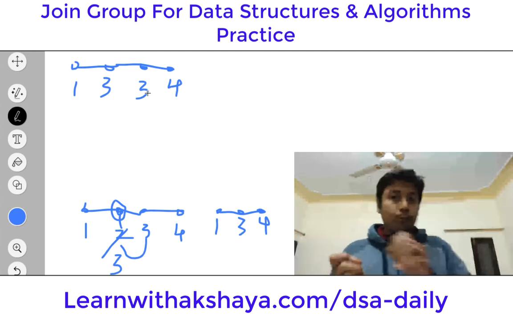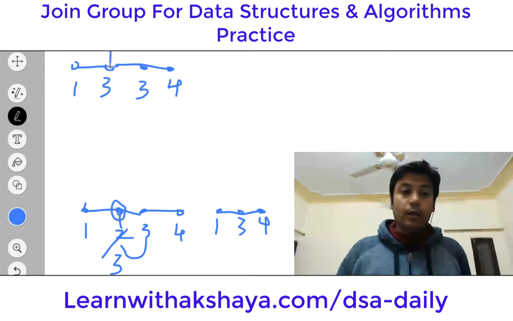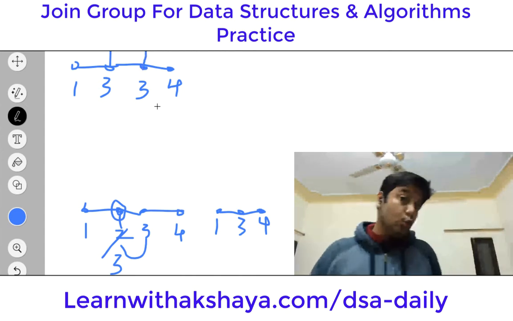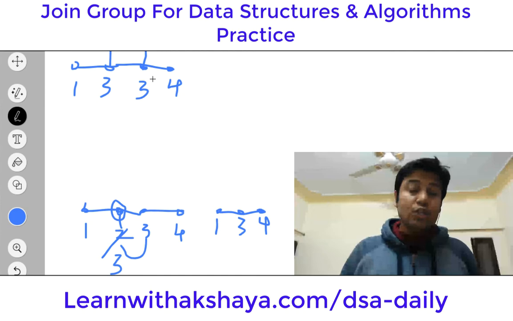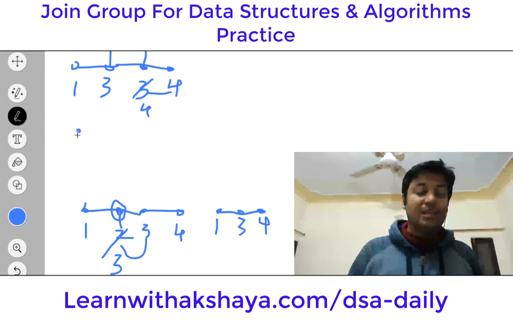So now the problem shifts. Earlier the problem was about deleting the second node. Now the problem becomes about deleting the third one, right? So again you can do a very similar kind of thing, that is, you can change the value of 3 and copy the next node's value over there. Okay, and when you do that, this is how your linked list will look.